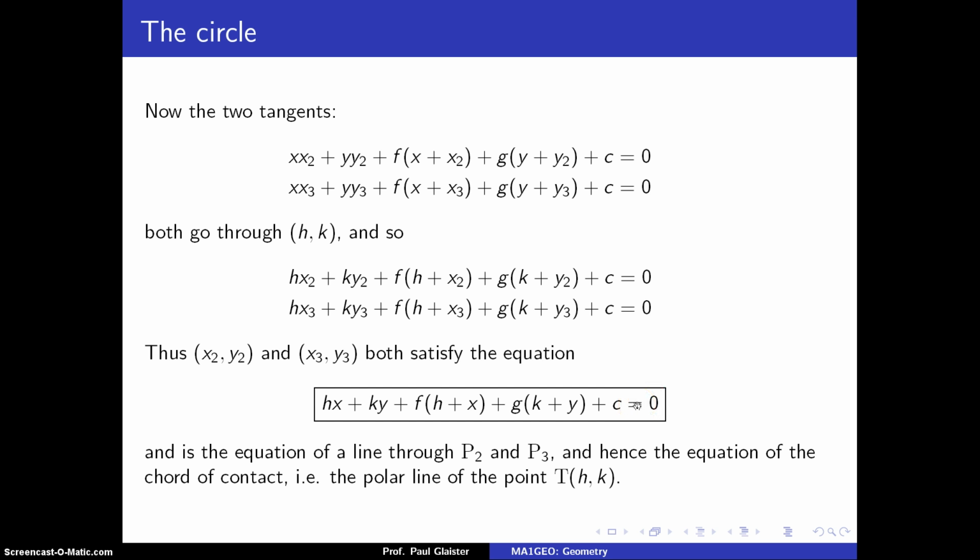It's that. And that is the equation of the polar line or the chord of contact. It's the equation of the straight line that passes through those two tangency points. And obviously it only depends on F, G, C and the point T.